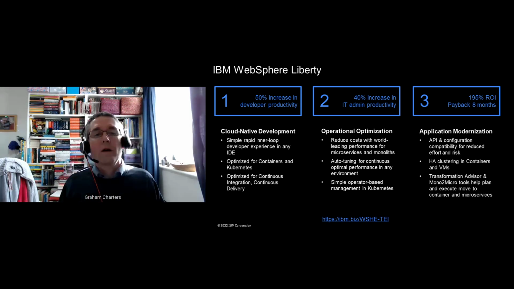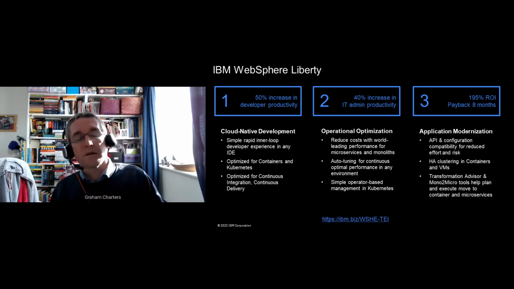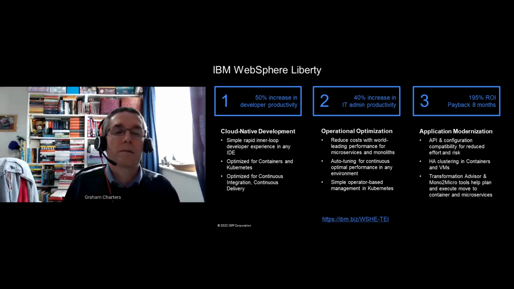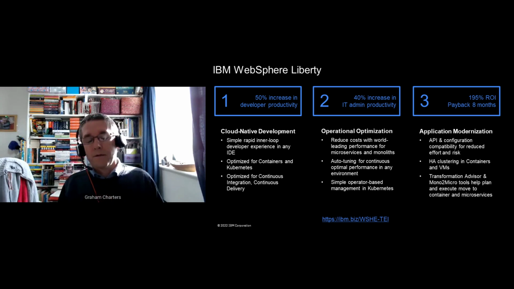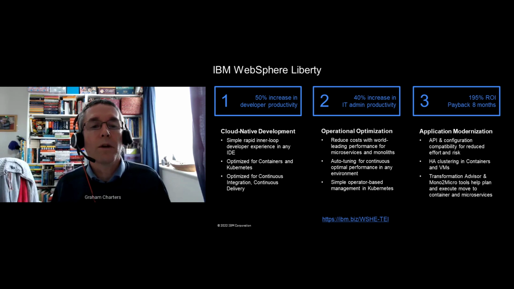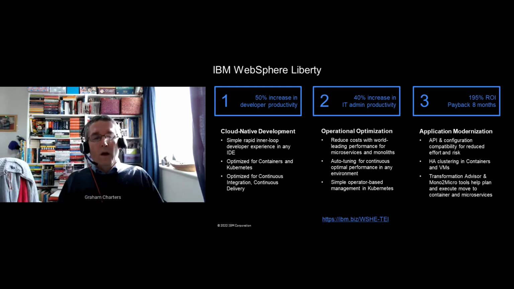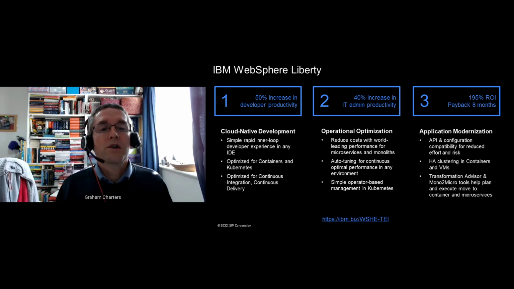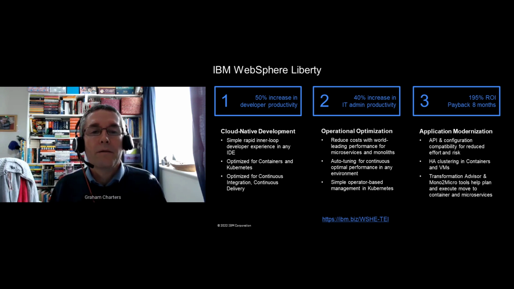And so we did this around Liberty. We identified 4 customers for Forrester to interview, who were traditional WebSphere customers that moved to WebSphere Liberty. They did the interviews, created what they call a composite customer, and did their calculations. What they found was that on average, those customers achieved a 50% increase in developer activity. They achieved a 40% increase in IT admin productivity.